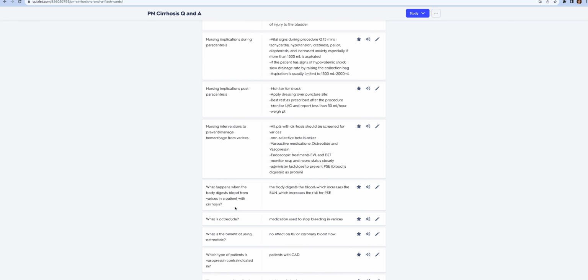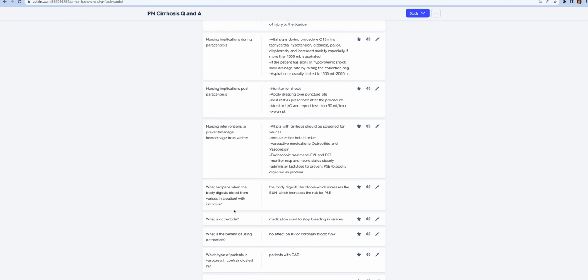For the nursing interventions to prevent or manage hemorrhage from varices, esophageal varices, this is important. All patients with cirrhosis need to be screened for varices in the endoscopy lab. They'll be put on a non-selective beta blocker such as propranolol. There are two medications they can be given to treat the varices. One is called octreotide and one is called vasopressin.